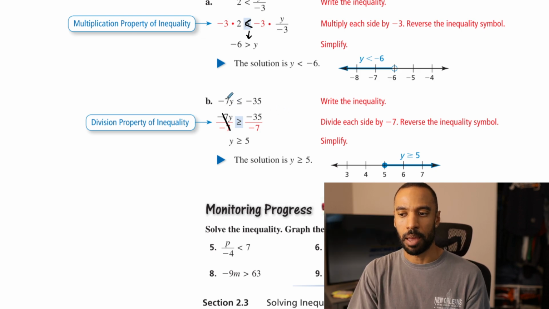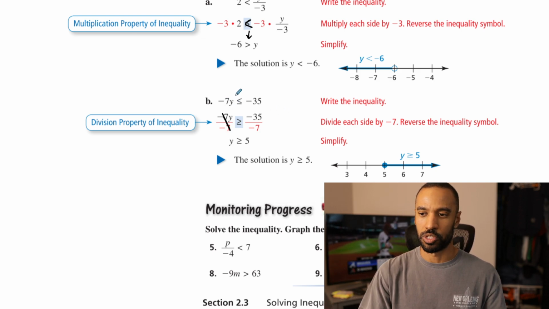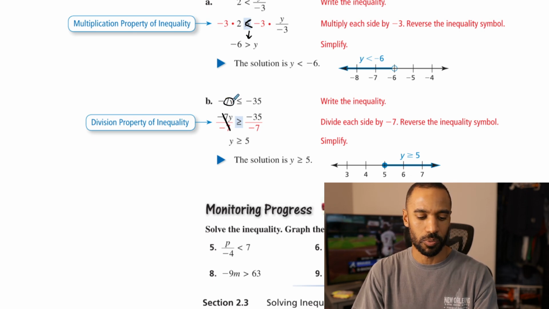Again, 0 is great on this. I'm not even saying negative 7 times 0 is 0. I'm just replacing it with 0 straight up. It's a really nice thing to work off.